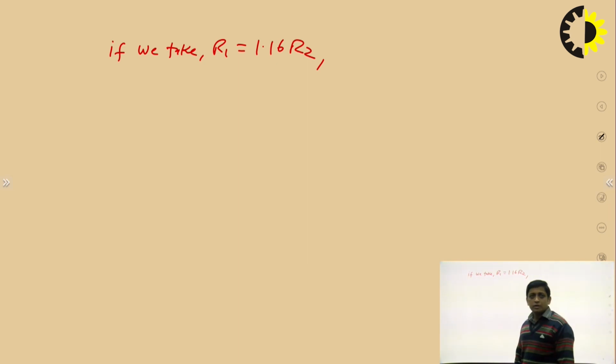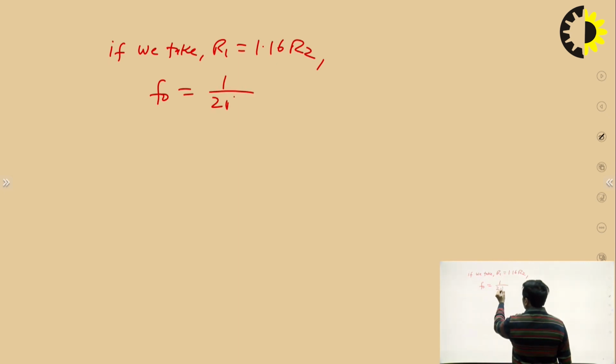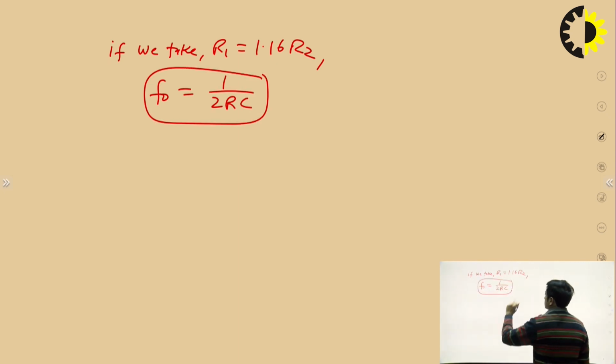This we are doing for mathematical simplification. If we take R1 equal to 1.16 R2, then the frequency F0 will be equal to 1 upon 2RC. That you can do it yourself. Why are we doing it? We are doing it just to simplify the frequency equation. Now after doing this, you can see that there is no ln term in the output frequency, but remember that we are getting 1 by 2RC when we take R1 equal to 1.16 R2.